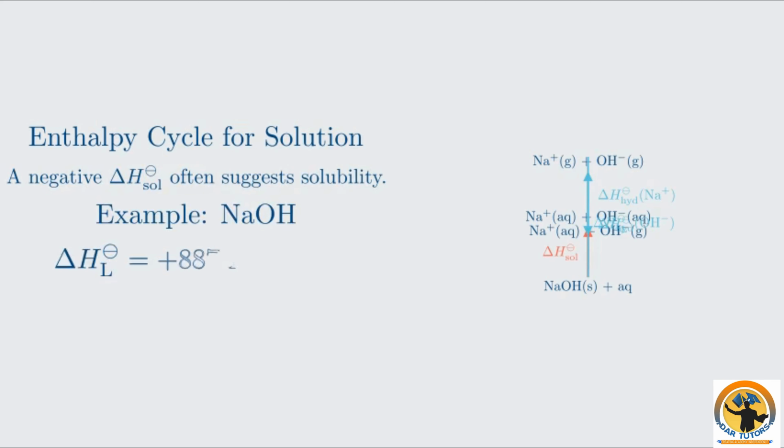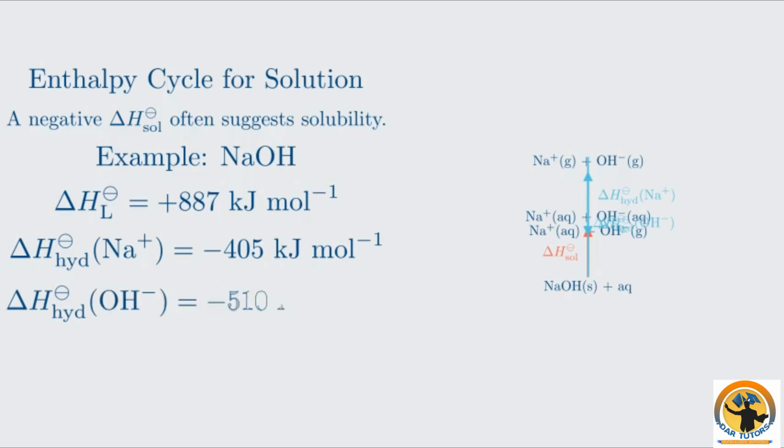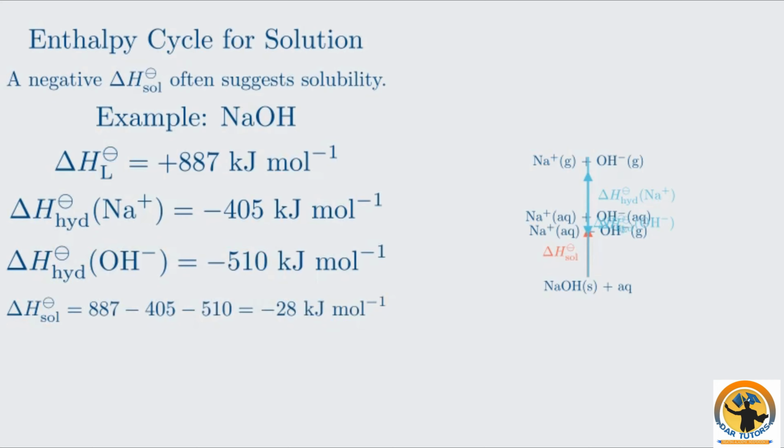For example, sodium hydroxide has a lattice enthalpy of plus 887 kJ/mol and hydration enthalpies of negative 405 for Na+ and negative 510 for OH-. The sum is negative 28, indicating it's soluble.